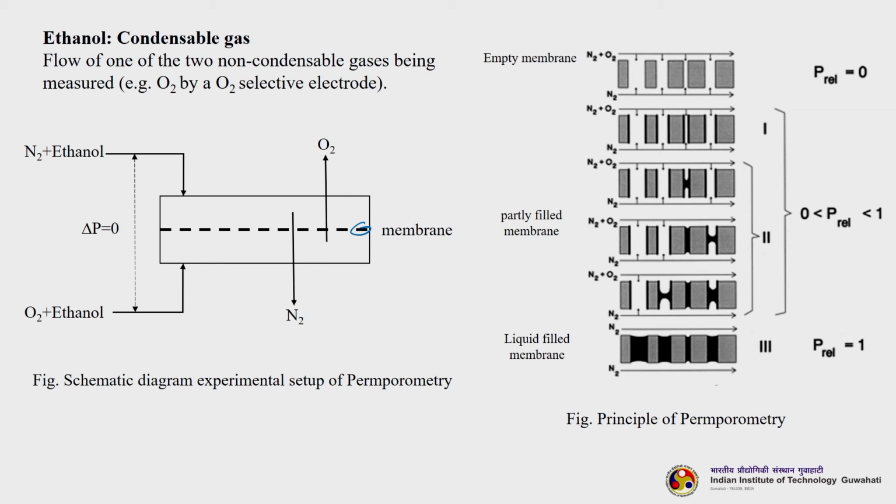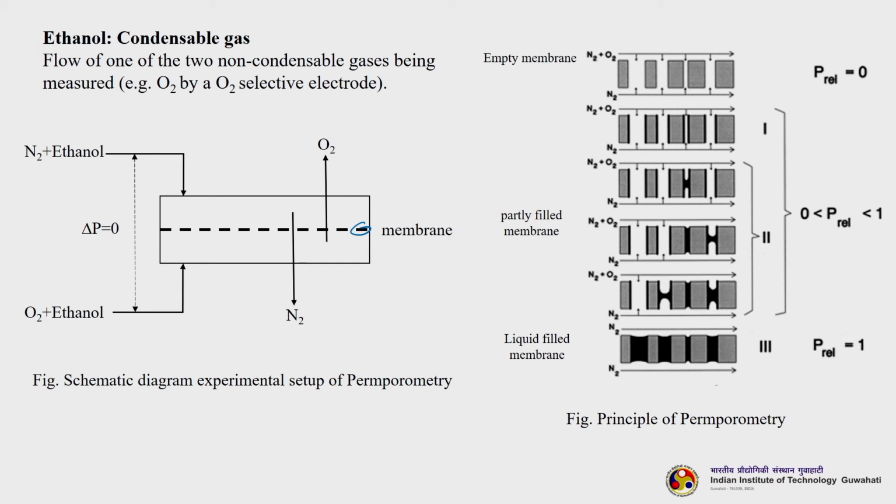So, here in this example ethanol is being used as the condensable gas, and then nitrogen and oxygen are being used as the two non-condensable gases, and out of these two non-condensable gases we can measure the flux of any one gas. So, let us say I am measuring the flux of oxygen. Oxygen is flowing from the back side of the pore, and it is getting passed like this from the top side. Then we can measure the oxygen flow using an oxygen selective electrode.